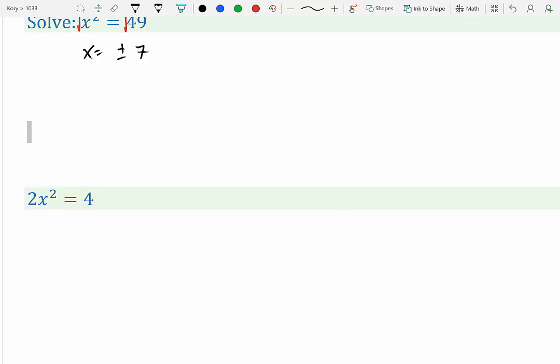next, before we take the square root, because if we take the square root, there is no square root of 2. That does not exist. It's irrational. So before we take the square root, we need to isolate the squared unit. So we divide by 2. So now we have x squared equals 2. And we're going to take the square root to get it by itself. So we have x equals positive negative square root of 2.